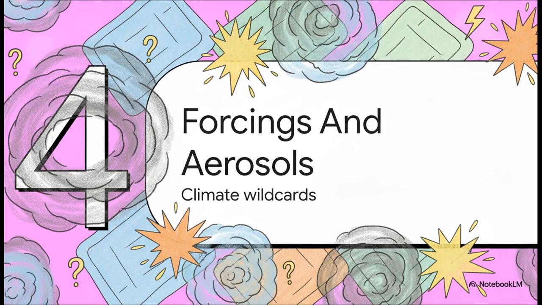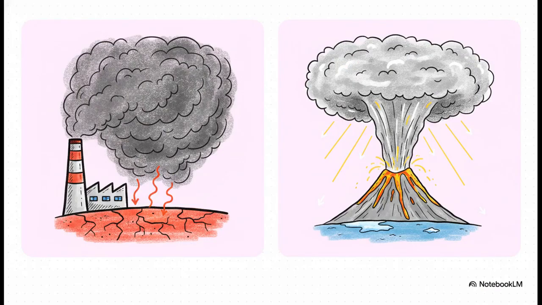That brings us to Section 4, Climate Forcings and Aerosols. If greenhouse gases are the blanket, forcings are the wild cards of the climate system. A climate forcing is basically any factor that alters the climate. And surprisingly, not everything we put into the air warms the Earth.